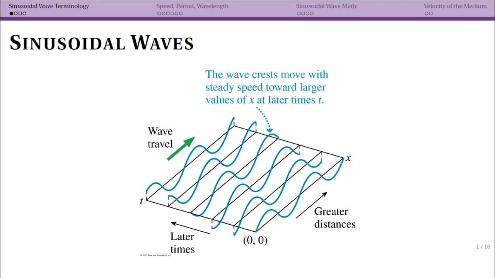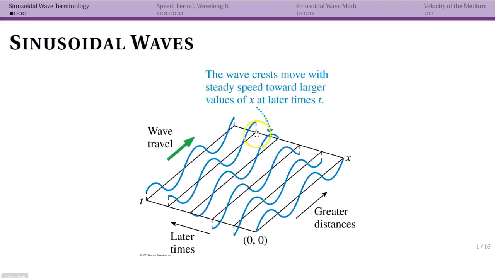Up till now, we've been talking about pulses. We are now going to talk about sinusoidal waves. These are going to be the easiest to mathematically analyze, and they're the most interesting ones that happen in nature. So if we want to talk about light, it's a sinusoidal wave. If we want to talk about sound, it's a sinusoidal wave. If we want to think about shaking a slinky up and down in a very regular way, that's also going to be a sinusoidal wave.